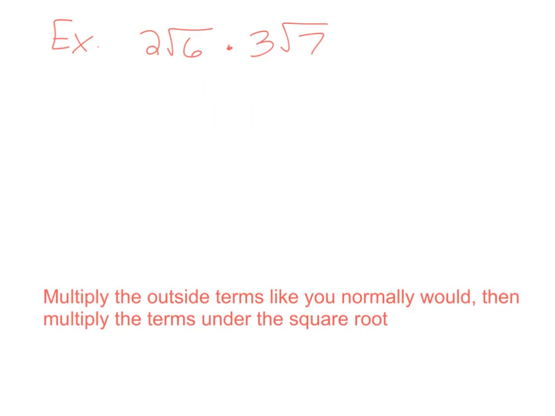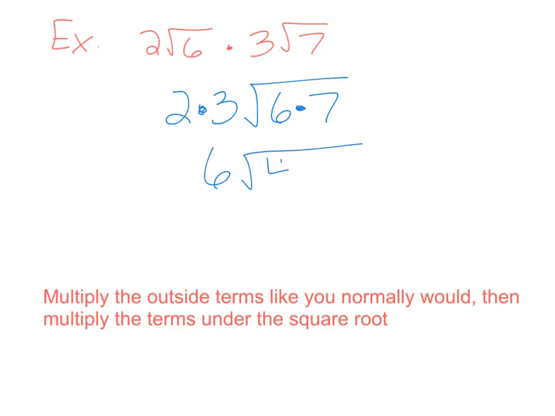All right, so this one says 2 square root of 6 times 3 square root of 7. As I've written down here, we're going to multiply the outside terms like you normally would, then multiply the terms under the square root. So we take 2 times 3, and under the square root we have 6 times 7. On the outside here, we have a 6, and underneath here, we have a 42.